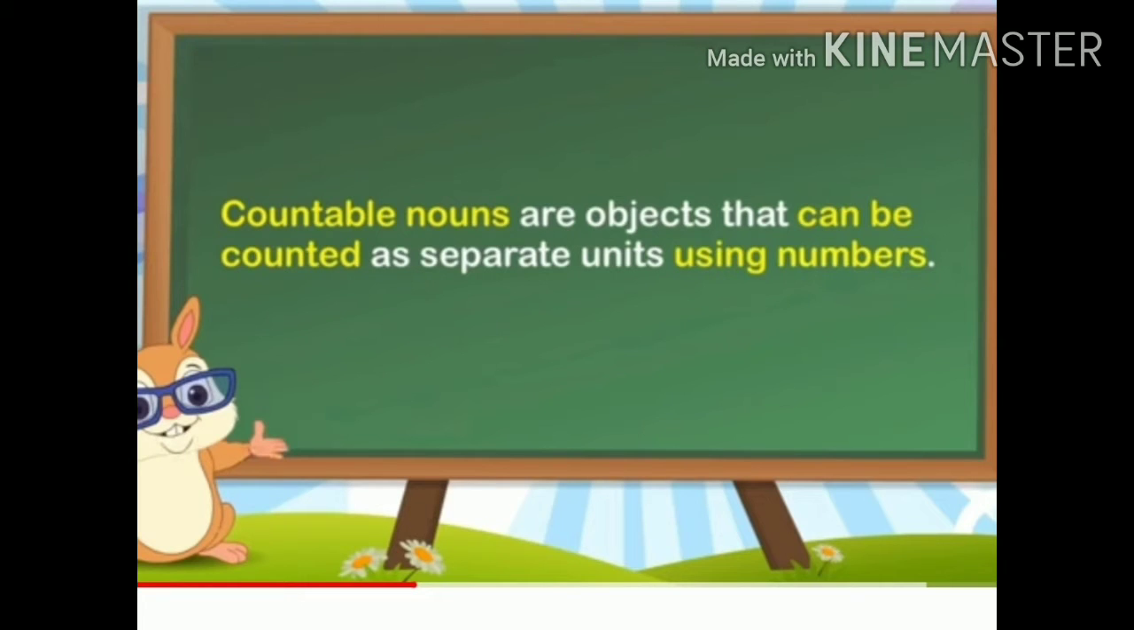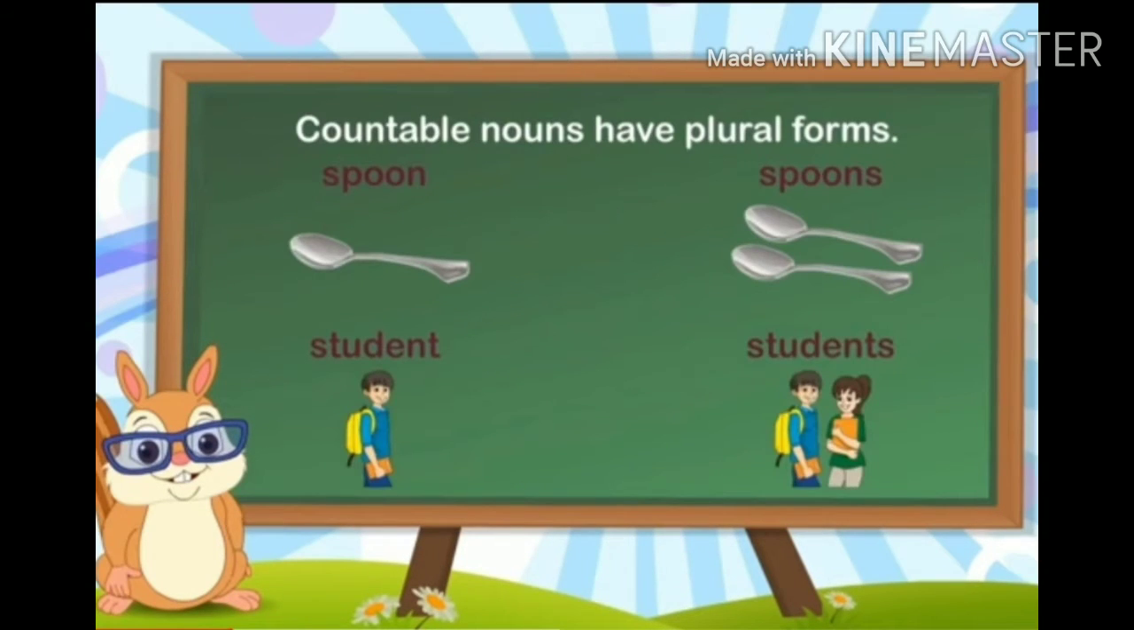See here, countable nouns are objects that can be counted as separate units using numbers. In simple words, we can say nouns that you can count are called countable nouns. For example, countable nouns have plural forms, like spoon, spoons, student, students. We can see more examples so you can easily understand.